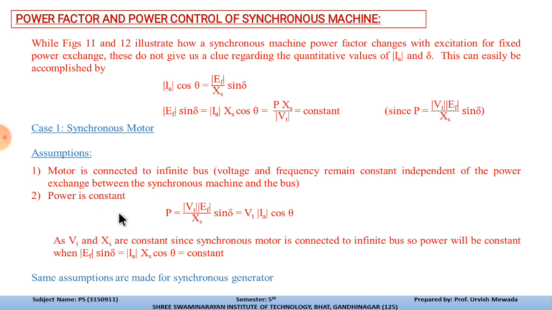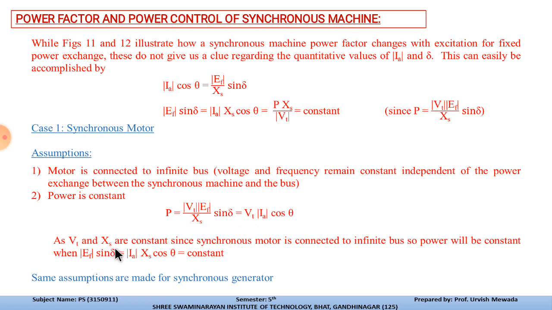Now the power is constant, so we can write the equation from the previous theory that we derived: P is equal to Vt EF by XS sine delta, and P is also equal to Vt into Ia cos theta. So we can write both equations for power, in terms of EV by X sine delta and in terms of V I cos theta.